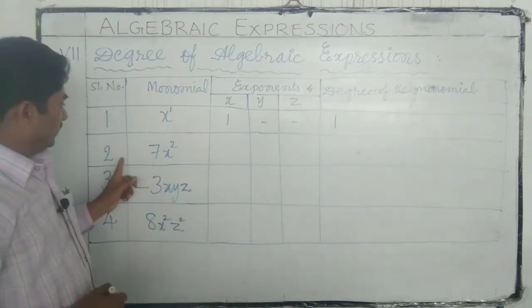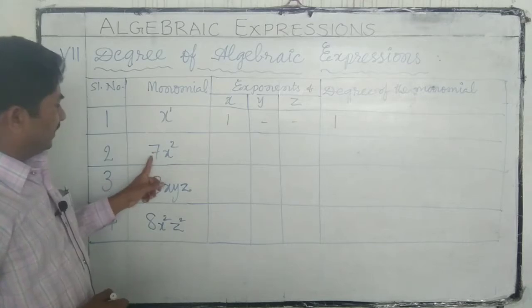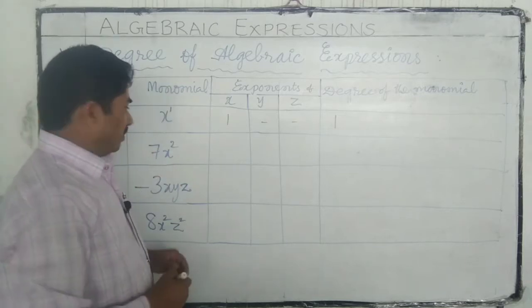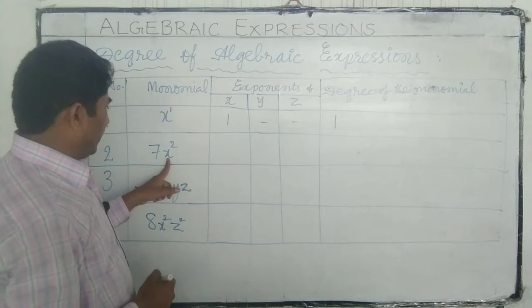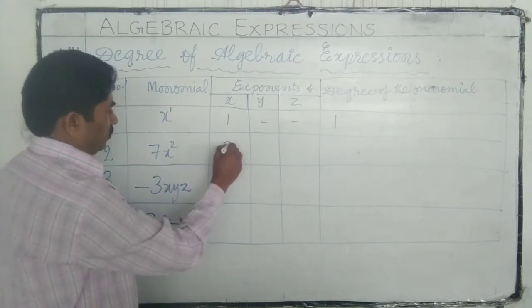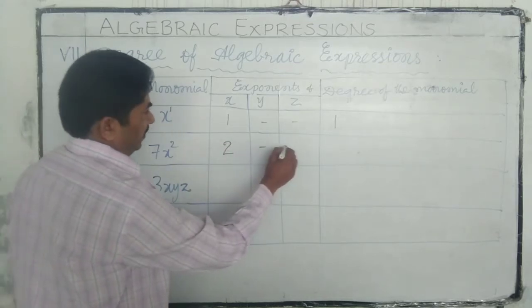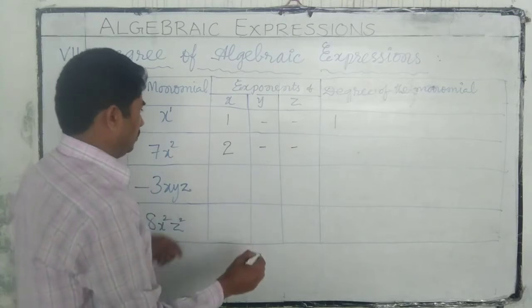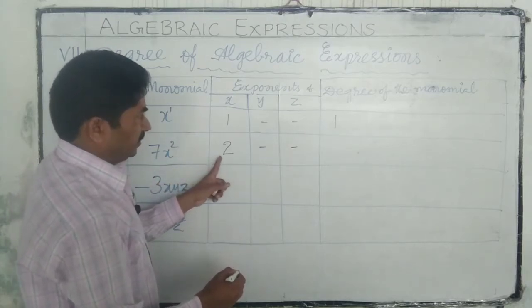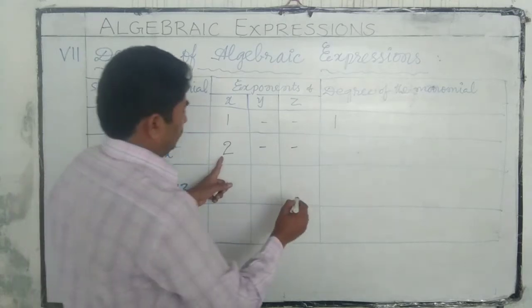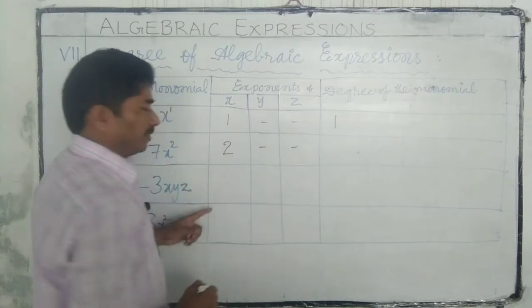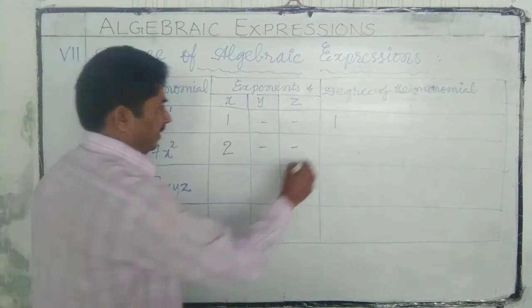Next, second example, 7x square. The exponent of this variable x is 2. Here no y, no z. So the exponent is 2. So degree of this monomial is 2.